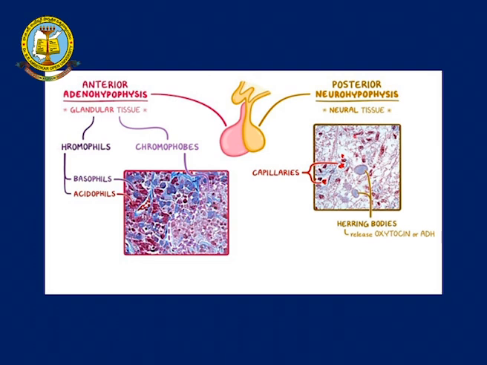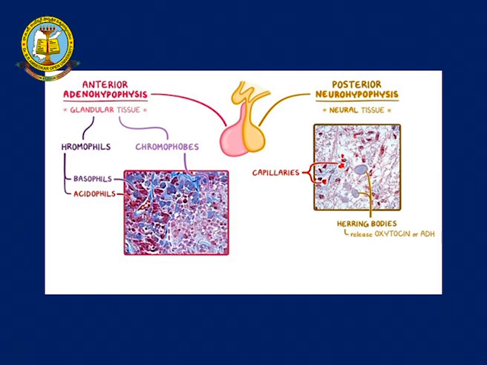Now, if you cut a section through the anterior and posterior regions of the tissue, you will see glandular tissue there. The glandular tissue is chromophilic and chromophobe. There are two types of glandular tissue in the anterior adenohypophysis: basophils and acidophils.